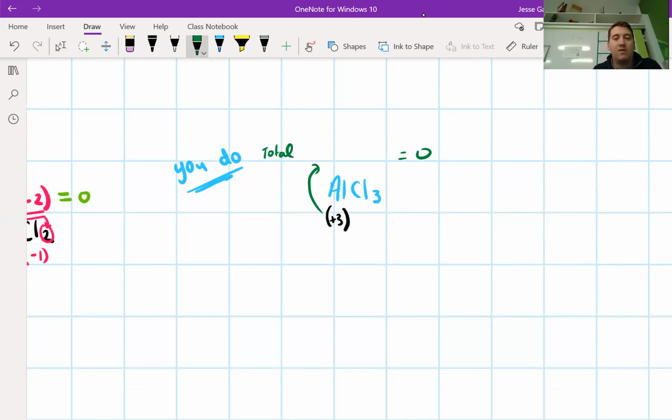Okay, so this is what you should have had. Aluminium is +3 because there's one of them. And that means that the chlorines have to be -3. Good. Well done if you got that right. But now we need to find out what the oxidation number of the element chlorine is. There are 3 of them. So if there are 3 of them, to get to -3, each one has to be -1.